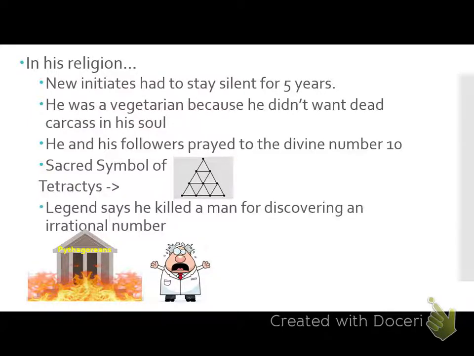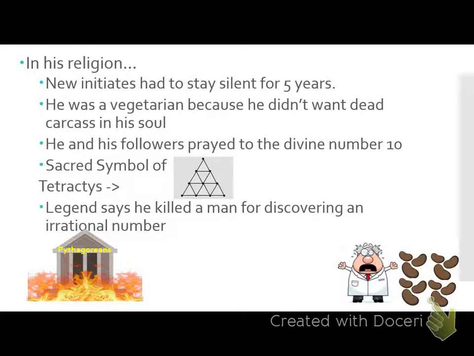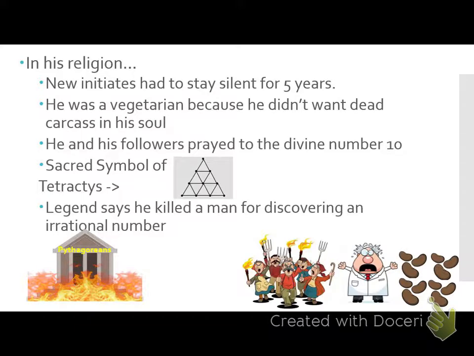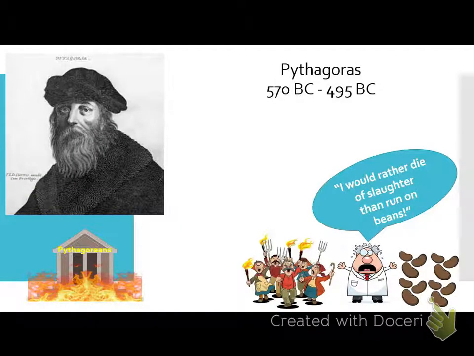Pythagoras fled. He ran. He came upon a field of beans, and for some reason, either he was scared of them or he found them to be sacred too. Who knows? He would not walk through the field of beans. He tried walking around. So the mob found him, and instead of just going through the field of beans, he said, I would rather die of slaughter than run on beans. And so he did. And that's how his story ends.